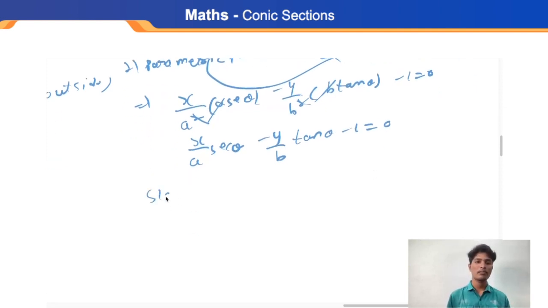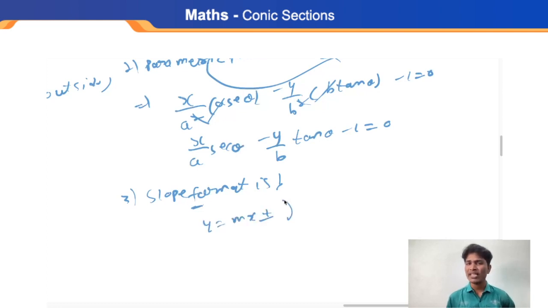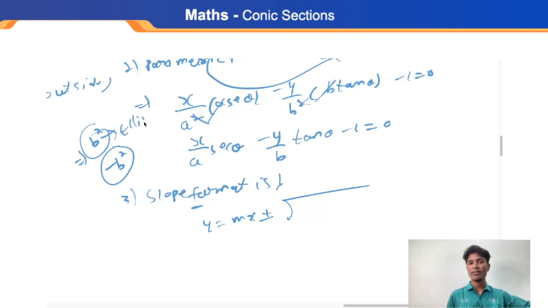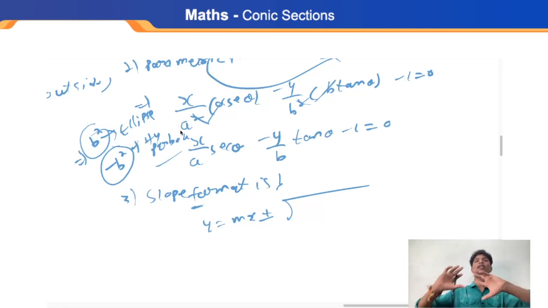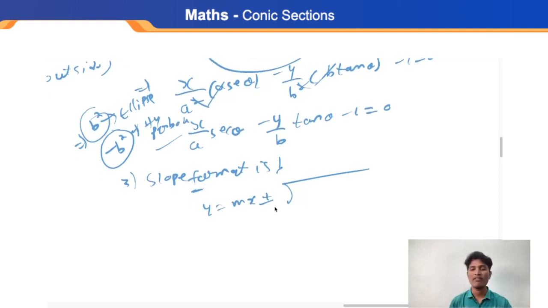Now comes the slope form. In the slope form, it will be y is equal to mx plus or minus, everything will be the same for ellipse and hyperbola, only the equations change in this way. Wherever plus b square is present, it is the ellipse, and minus b square is the hyperbola. That is, when there is b square in the ellipse, just replace b square with minus b square. You will get all the equations of the hyperbola. That is y equal to mx plus or minus the square root of a square m square minus b square.